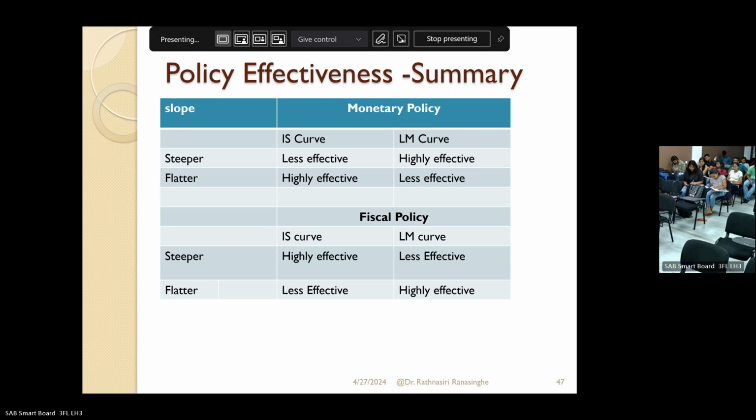And draw equal size graphs, right? C2 low means we have the steeper LM curve. C2 high means we have the flatter LM curve. It was a normal IS curve, right? We use the monetary policy. We take the money stock initial level. The economy is at the initial level.